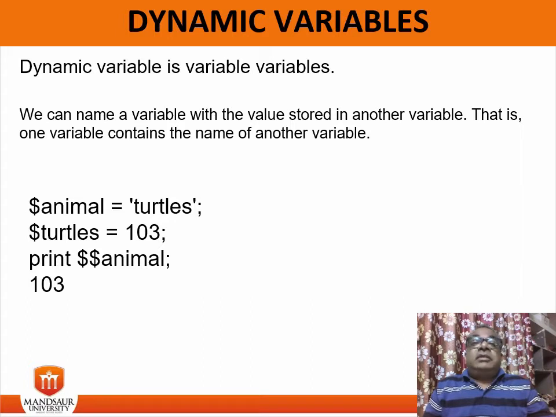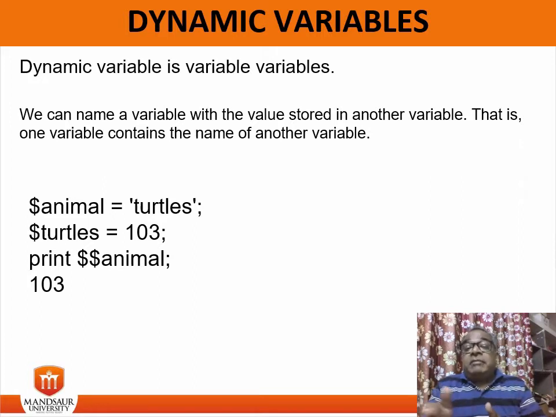So here we have a variable, and what we have to do is use a name as a variable, with the value stored in another variable. That is, one variable contains the name of another variable. It means that here the value of animal is turtle. Now we are again giving turtle, and the value of that one.